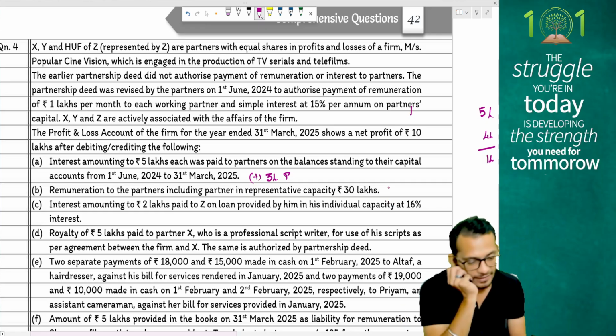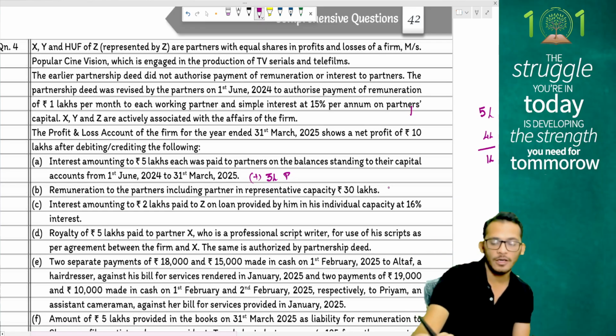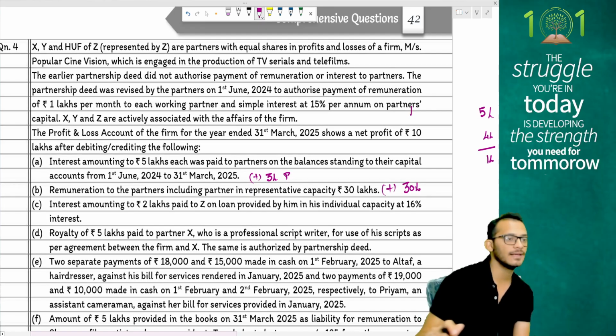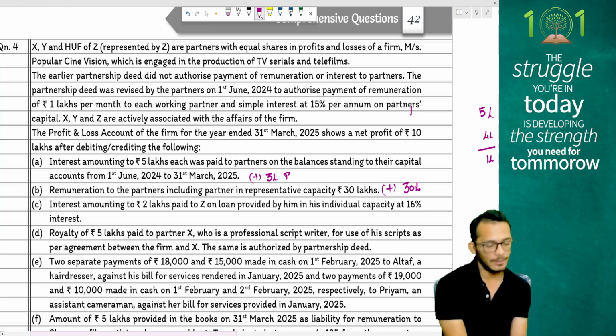People, the question I have is, is this 30 lakhs for all partners or each partner? It is all partners. Read the lines very carefully. So I am disallowing this 30 lakh rupees, people. I will come back to this later after I compute book profits.